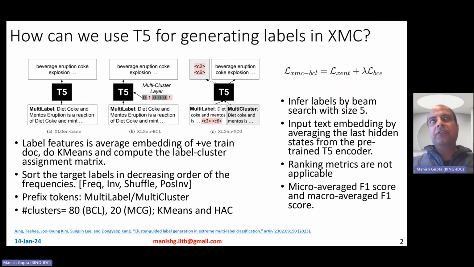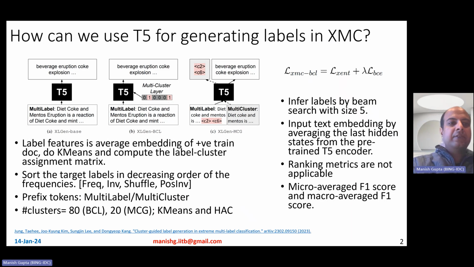Okay. So recall, what is extreme multi-label classification? Well, it is that multi-label classification problem setting where the number of labels are in millions. So therefore it's a very complex problem to solve. Very recently, people have started solving it using generative mechanisms like T5.